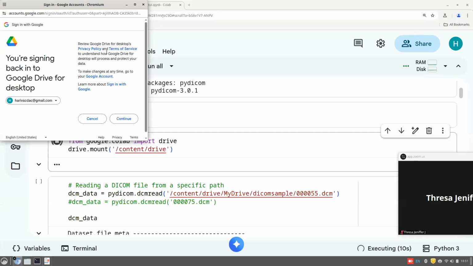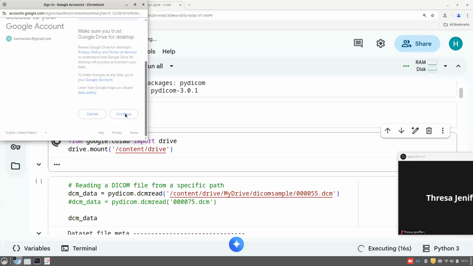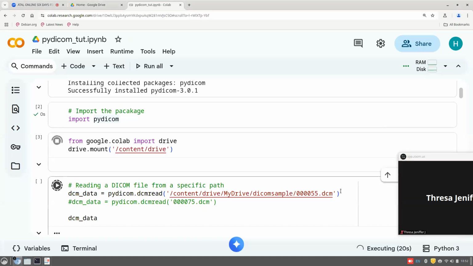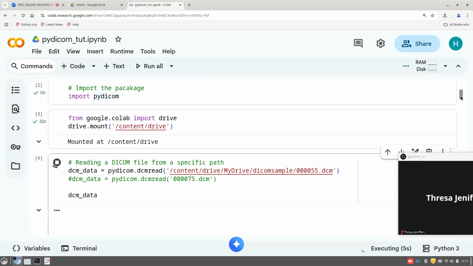And so once I connect to the Google Drive, I can read the DICOM image. So here my DICOM image is present inside my drive, in the DICOM sample folder. Inside that there is a 0000055.dcm DICOM file, and this will be in DICOM format.